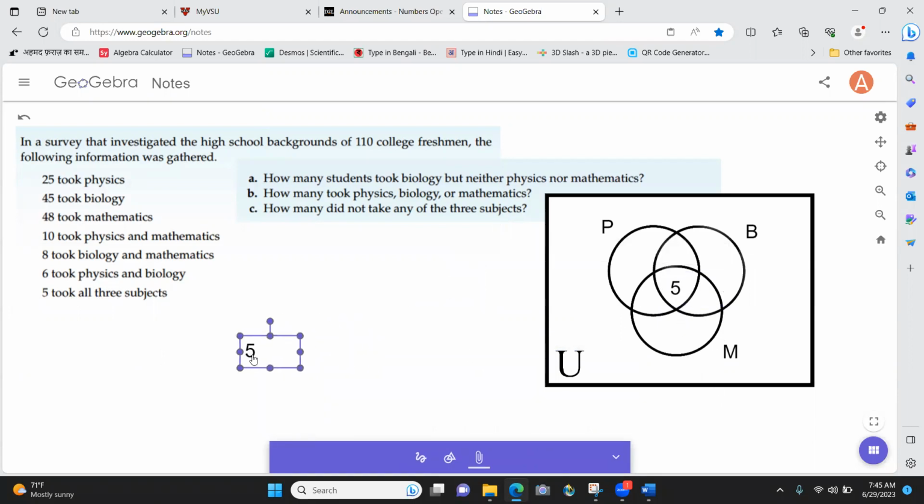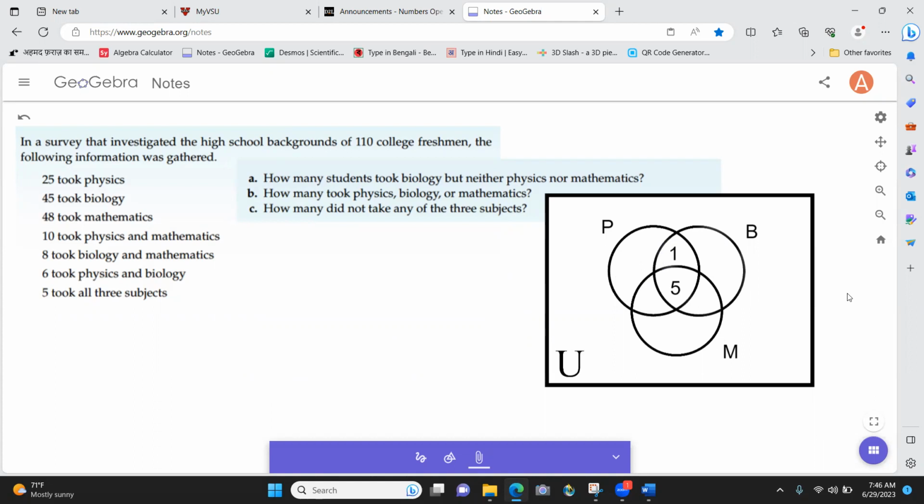All right, now what's the next one? Now you can go outward. Now I'm going to work with the sixth statement that says 6 took physics and biology. Physics and biology has to be 6, so this has to be 1. Now the word only is missing. It doesn't say 6 took physics and biology only. Some of these 6 people took mathematics as well.